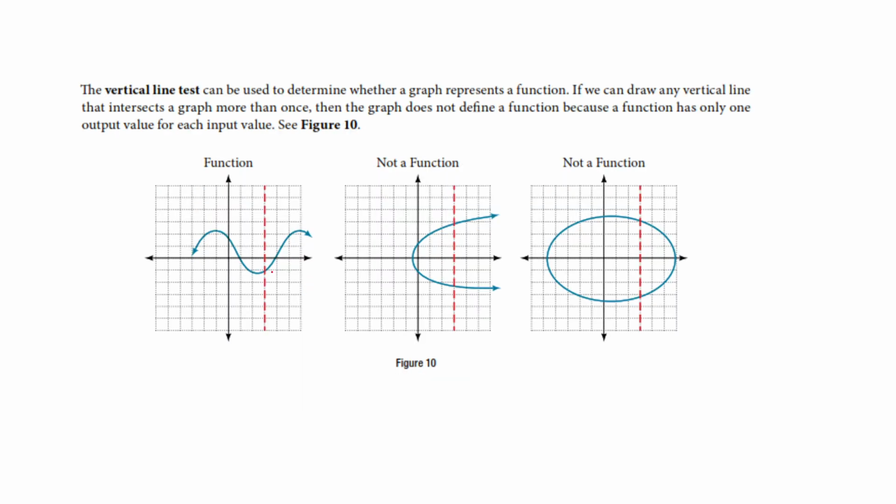So you see here, I've got my vertical line, I hit it only once. That's a function. One x, one y. If you go here, one x gets me two y's. That's not a function. And here's an ellipse, but it's the same as the circle. One x gets me two y's. It fails that vertical line test.